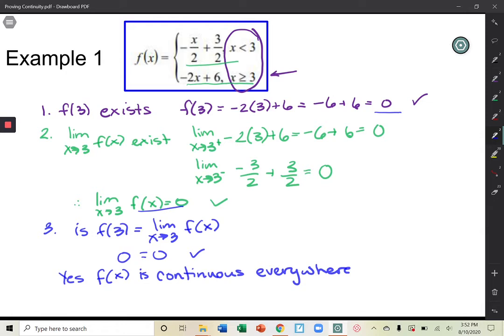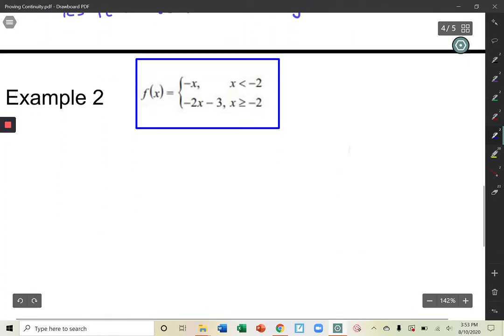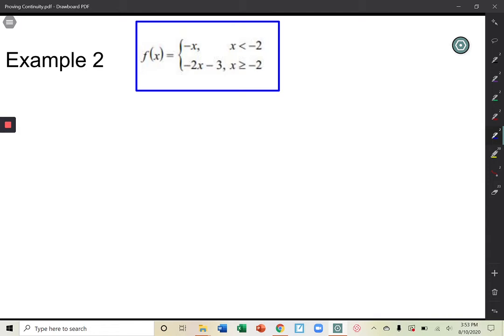So there's an example of how the 3-step process looks when I'm doing a problem that is just checking for continuity, what it's going to look like when I do prove continuity of a function. Let's take a look at one that may not work out quite so well. So here's another equation, another piecewise function. I'm going to go through the same steps.